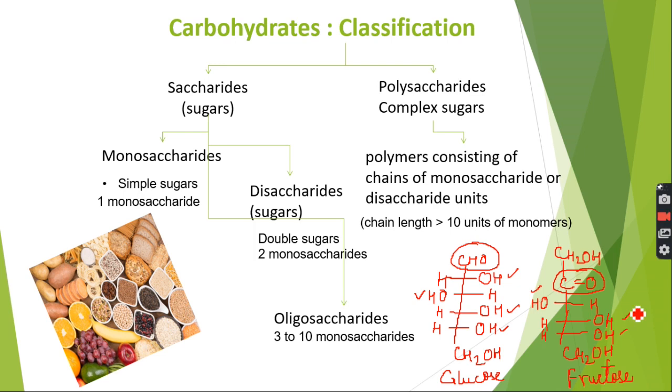As I was emphasizing in the definition, carbohydrates are defined as polyhydroxyaldehyde or polyhydroxyketone, or any substance that on hydrolysis gives us polyhydroxyaldehyde or ketone. Based on this definition, let us now classify carbohydrates. As you can see, carbohydrates are classified into two types, saccharides and polysaccharides. Saccharides are many times considered to be sugars, and polysaccharides the complex sugars.